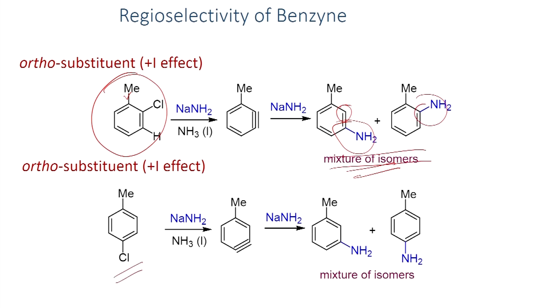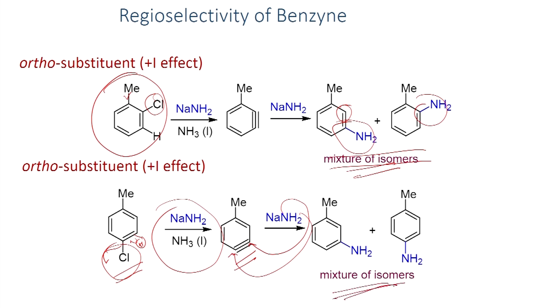And similarly, not only ortho-chlorotoluene, para-chlorotoluene also can undergo reaction in a similar way. When you react with sodamide, if you deprotonate this one, you will be able to form this benzyne. And this benzyne, as we have just seen, can now undergo reaction at the meta as well as the para position. Therefore, you will end up with a mixture of compounds.